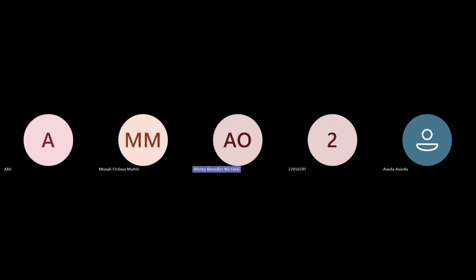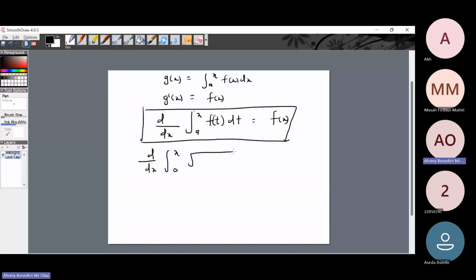...of the integral from 0 to x of the root of t squared plus 4 dt. Now, the first step we take is to define our function. Let f of x be equal to the root of x squared plus 4.